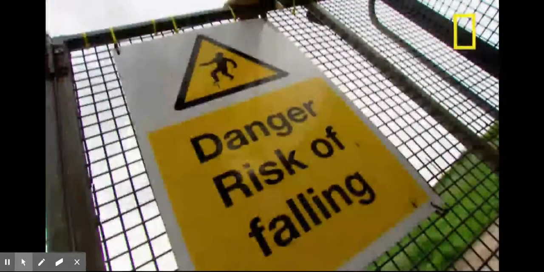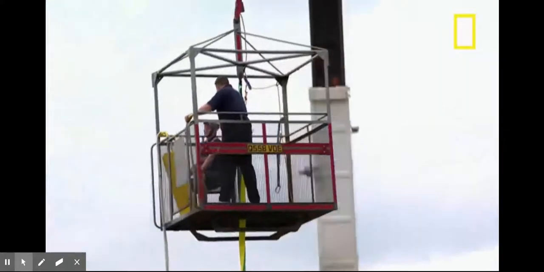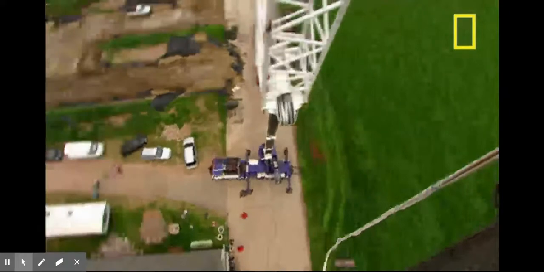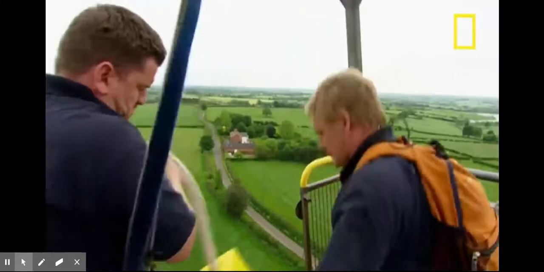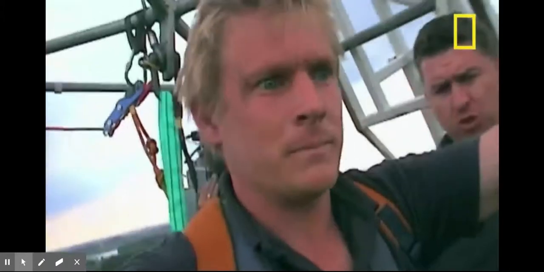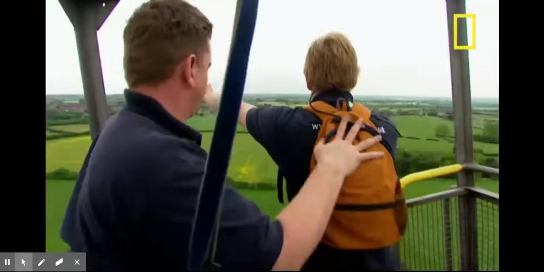And now for the final test, with a human subject. Here we go. Some jumpers won't jump until they've seen the pros do it first. Bungee expert George has done over 200 jumps, but even he still gets the willies. Three, 2, 1, bungee. As the rope kicks in, George is travelling at over 70 kilometres per hour.